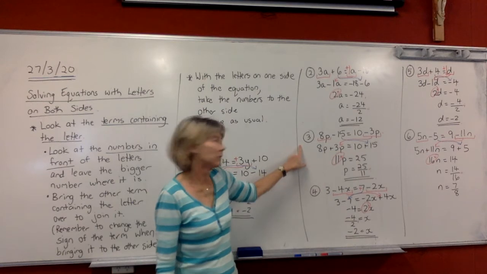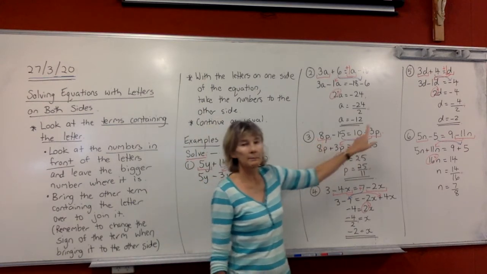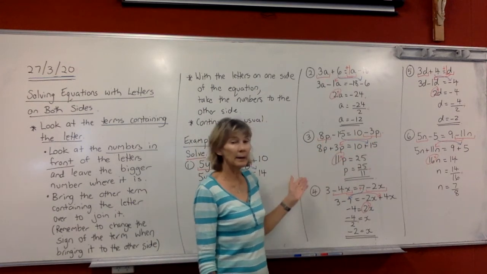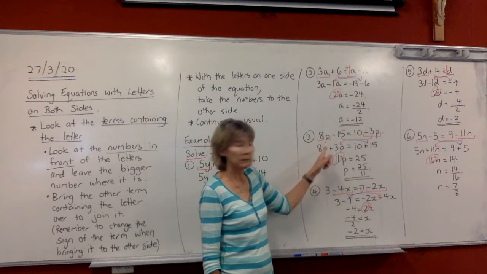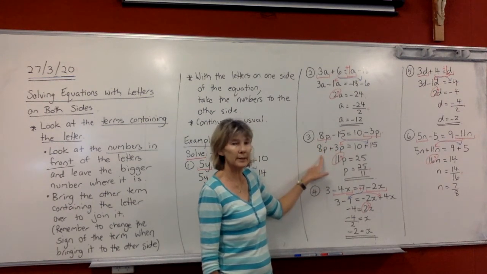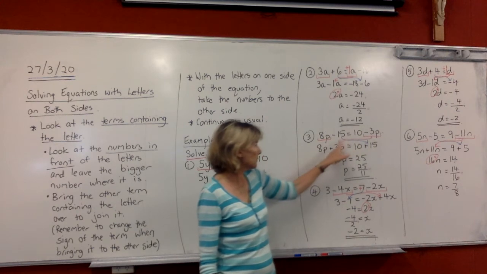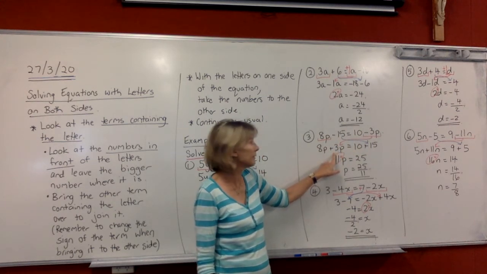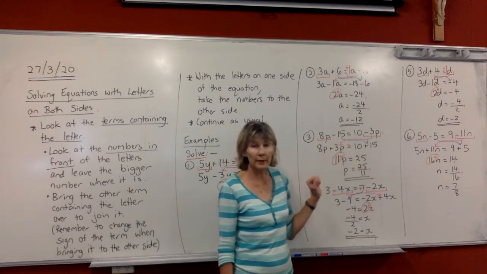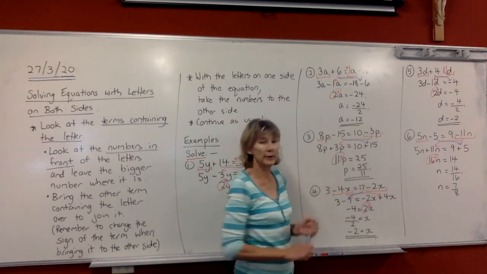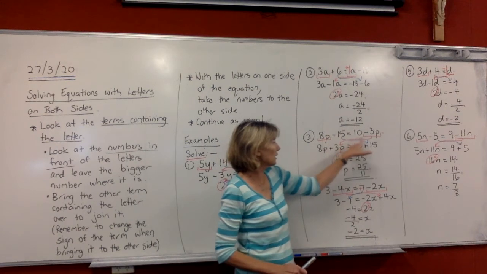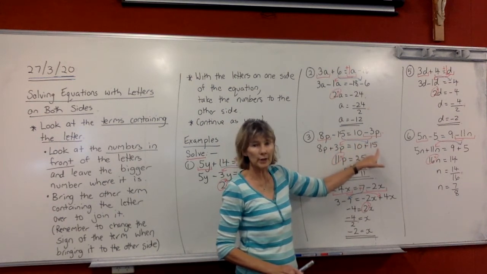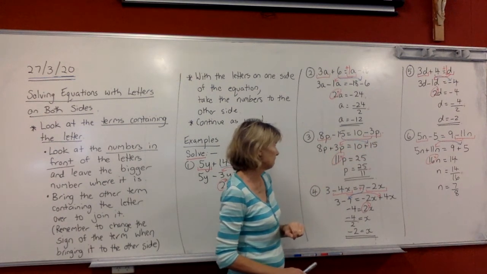The next question, we have 8p and minus 3p. The bigger number is 8p. So we're going to keep the 8p where it is. Minus 3p comes across and becomes plus 3p when it moves to the other side. And on the other side we have our numbers. The 10 stays where it is. Minus 15 comes across to join it and changes its sign to plus 15.